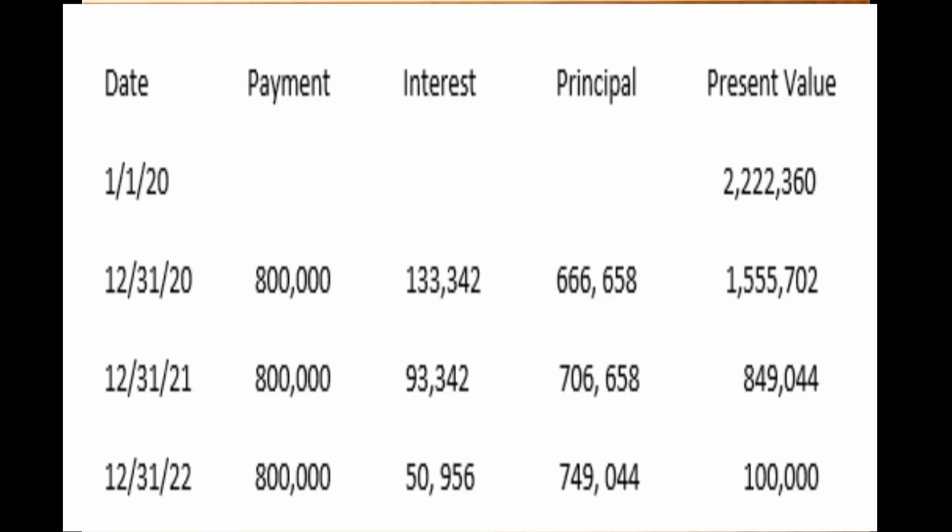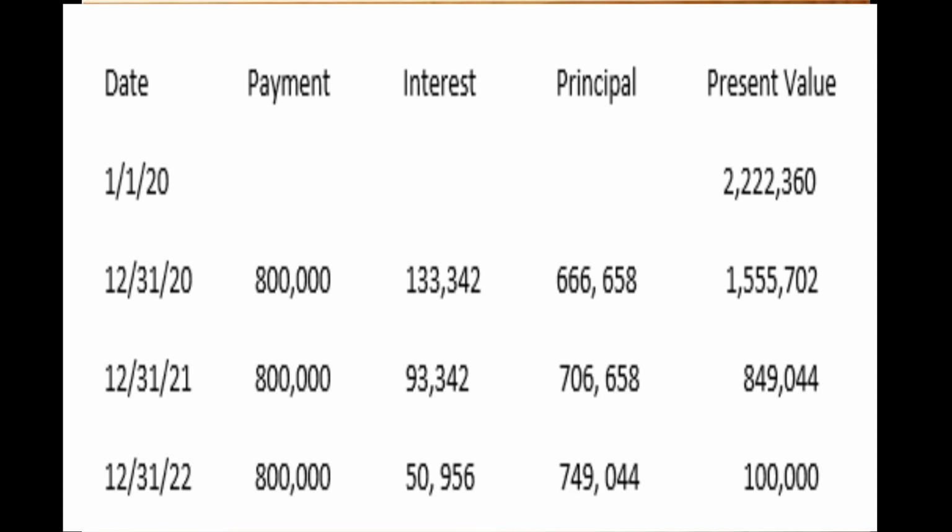Ngayon naman ay gagawa tayo ng table of amortization na kamukha lamang ng process ng kanina natin ginawa. Sa present value na 2,222,360 na ating net investment at yung ating 800,000 na annual rental at ang ating interest rate na 6%. Ngayon, gawin na natin ito.